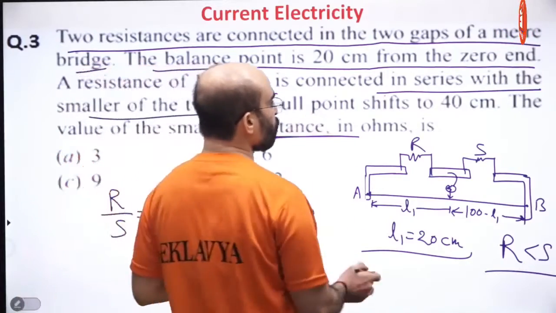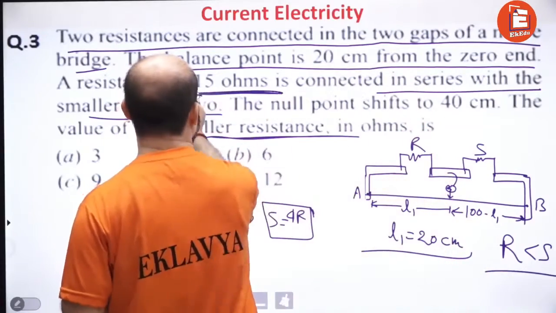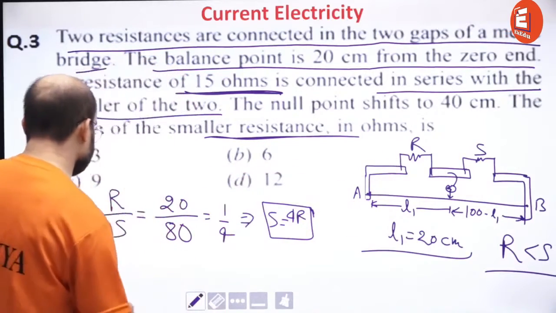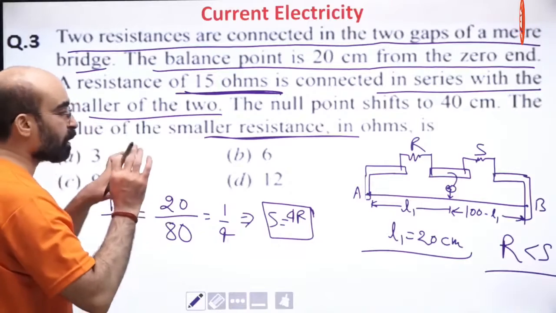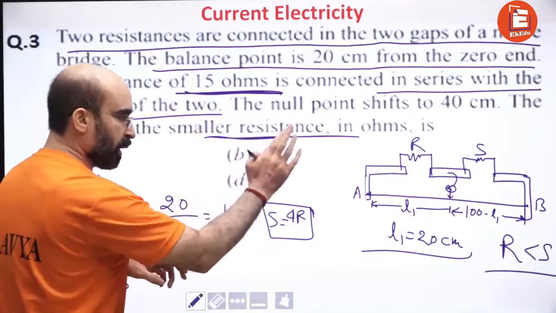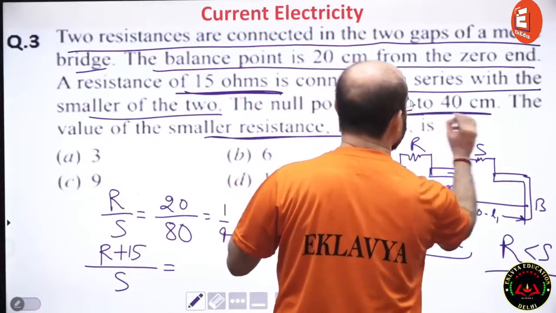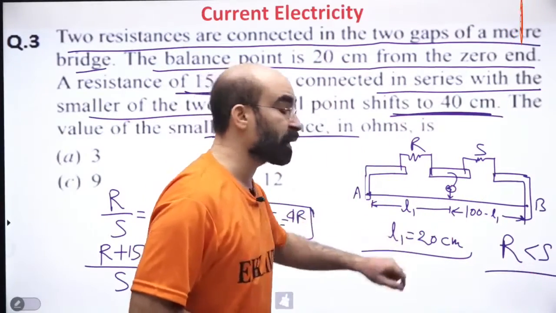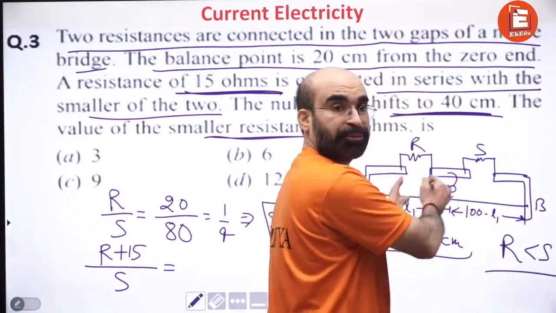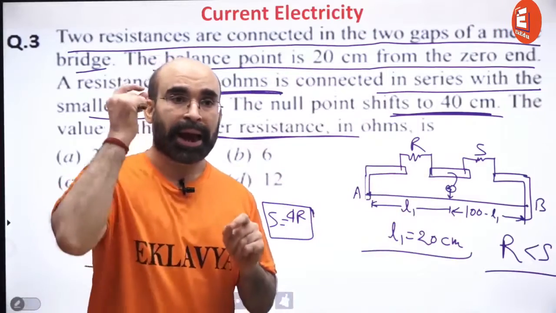Now the second condition is that the smaller value is R. Another 15 ohm resistor is connected in series with R, because R here is the smaller value. So the equivalent resistance is R plus 15, divided by S. S remains the same. Then the null point shifts by 40 centimeter. Earlier it was at 20 centimeter, and when it shifts towards this end, it is 20 plus 40. So null deflection is obtained at 60.